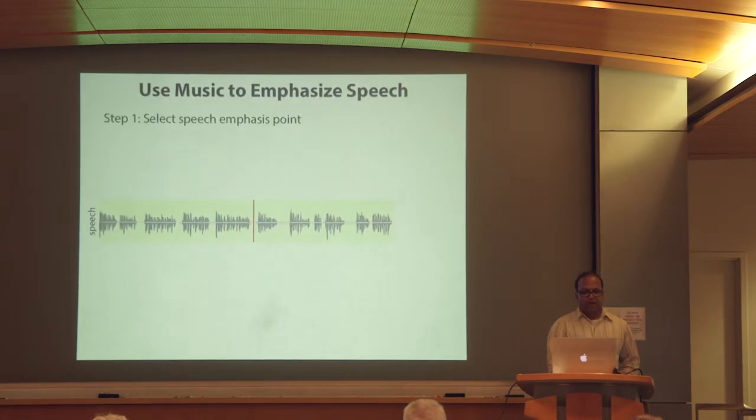So what are the steps and principles involved in adding such a musical score, a musical underlay to the story? Well, the first step is to select a point in the speech that we wish to emphasize. So here, I'm going to choose the point right after the word innocent, because it marks an important change in the overall mood of the story.